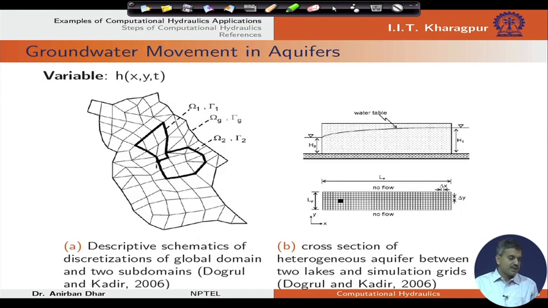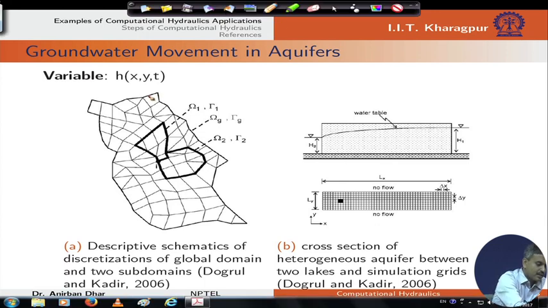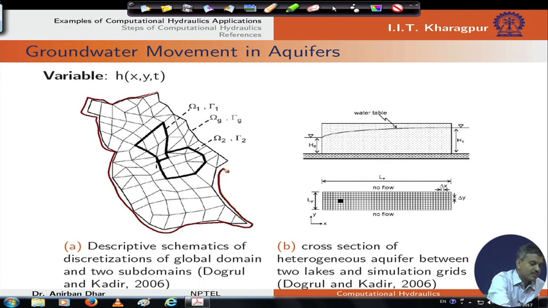So, let us consider a first example, groundwater movement in aquifers. We can consider this system where this is your boundary, and we can divide the whole system into parts. We can have some subdomains, and we try to discretize or divide the whole system into different parts. These are called our elements or cells, and this particular problem is groundwater movement in aquifers.